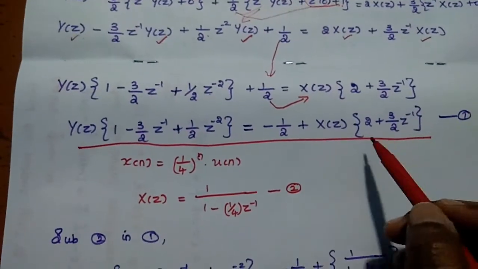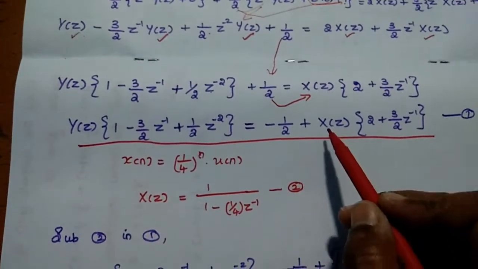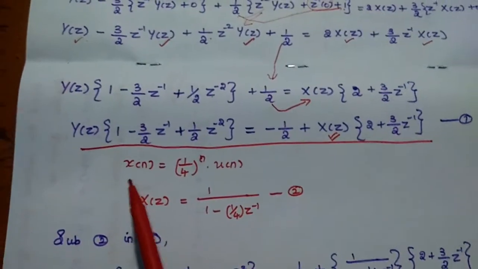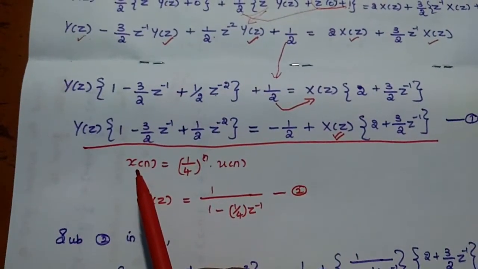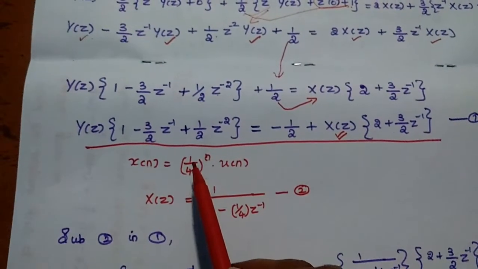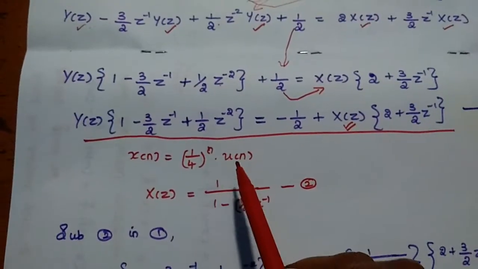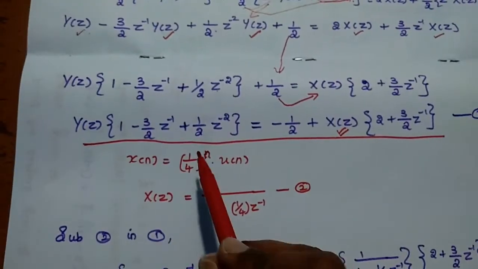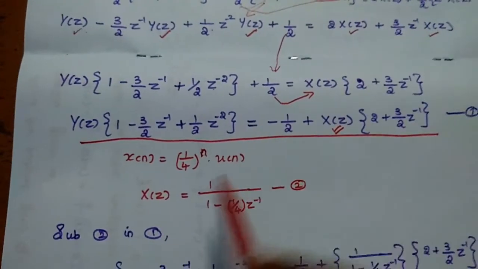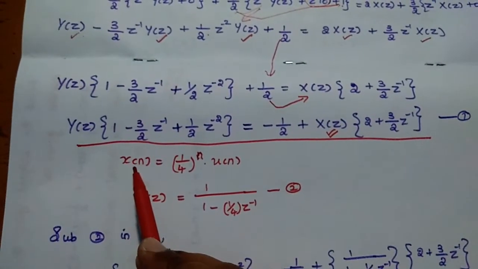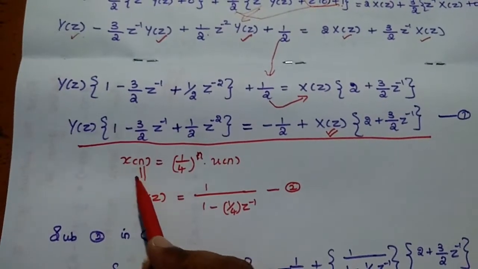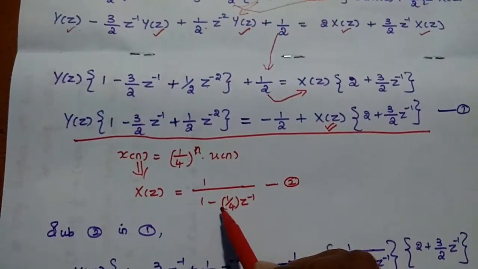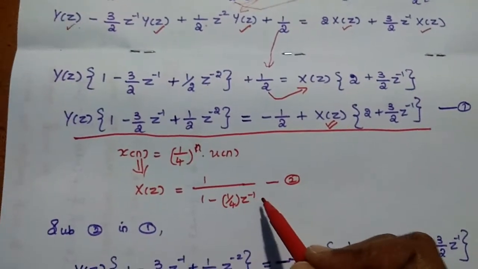So after finding out all these things, we are going to find out the value of x of z. So what is the given value? X of n is equal to 1 by 4 the whole power n into u of n. This is n, okay. So x of n is equal to 1 by 4 the whole power n, u of n. So if I am going to take the z transform for this, it becomes x of z is equal to 1 by 1 minus 1 by 4 into z power minus 1.